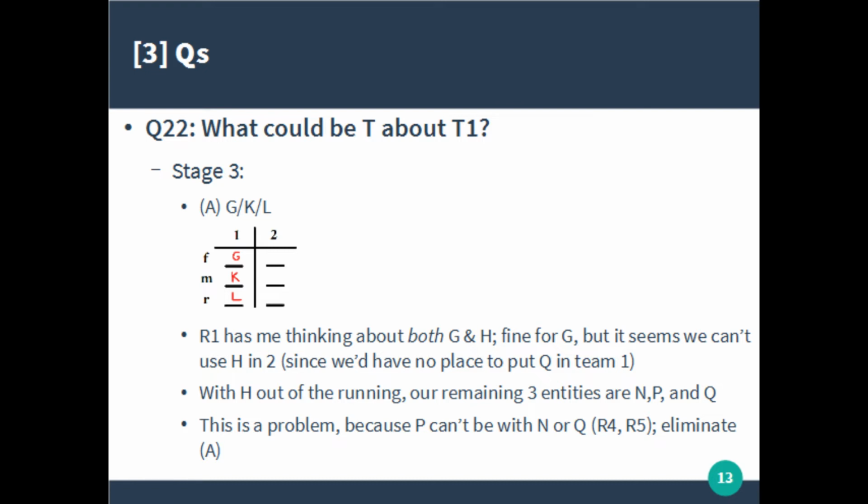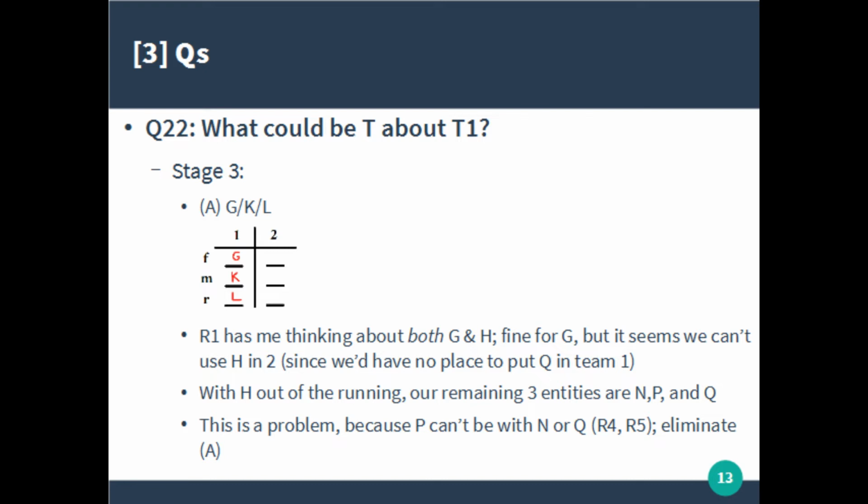So rule 1 has me thinking about both G and H. So far, according to our answer choice, G is fine because it is in the front, but we can't actually use H in team 2 because we'd have to put Q in team 1 in the middle to pull that off. But since Q is not going to be able to take that spot, the answer choice puts K there. Since Q can't go into that spot, that means we are not eligible to use H in team 2. Because again, if we wanted to use H in team 2, we would have to put Q in the middle on spot 1, but we can't do that here in this scenario. So that's out.